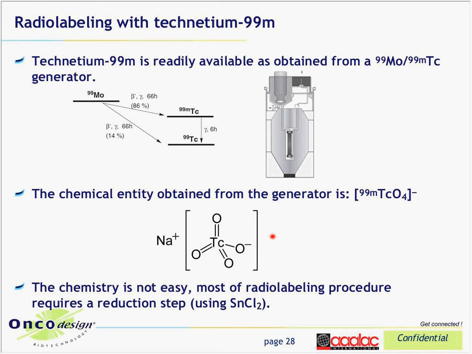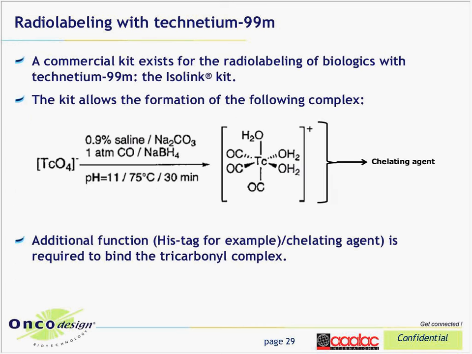The chemical entity that is obtained from the generator is TcO4-, and the drawback with technetium is that its chemistry is not easy. It starts to be reduced, and this reduction step needs the presence of a reducing agent, and the stoichiometry of the reaction is difficult to handle. However, a commercial kit is available, which is the Isolink kit.